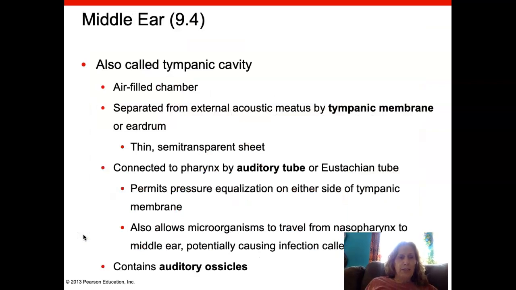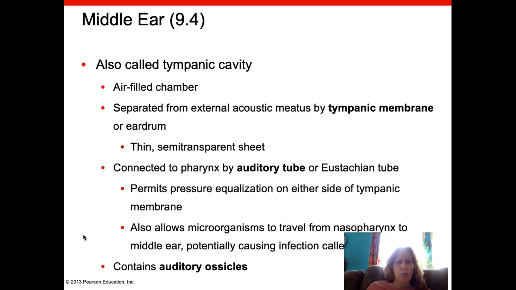So just past the tympanic membrane is the middle ear or tympanic cavity filled with air. That tympanic membrane is a thin, semi-transparent sheet. And this middle ear is connected to the pharynx. The pharynx is the back of the throat. It's connected to the pharynx by an auditory tube or eustachian tube. The purpose of this tube is to equalize the pressure on both sides of the tympanic membrane.